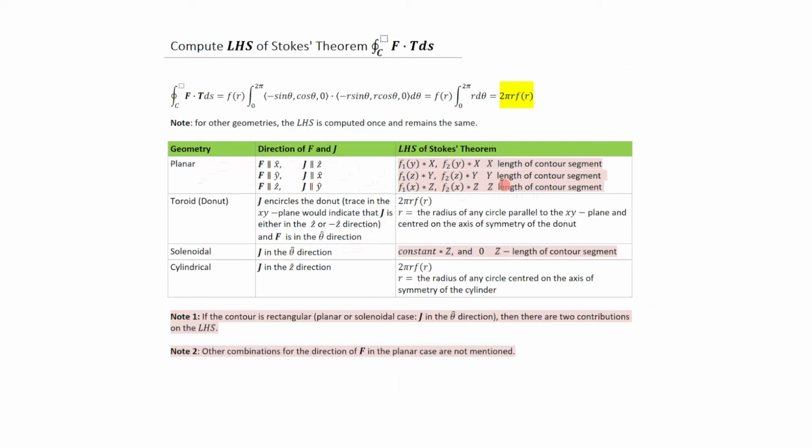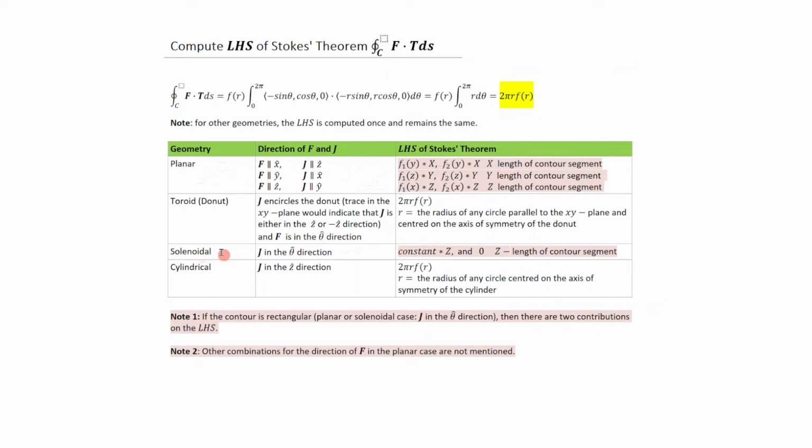The left-hand side under these circumstances would be 2 pi r, f of r, where this is a function to be determined. And you'll notice here then again that r is the radius of the circle parallel to the xy plane and centered on the axis of symmetry of the donut. 2 pi r again is basically the circumferential length of the contour.